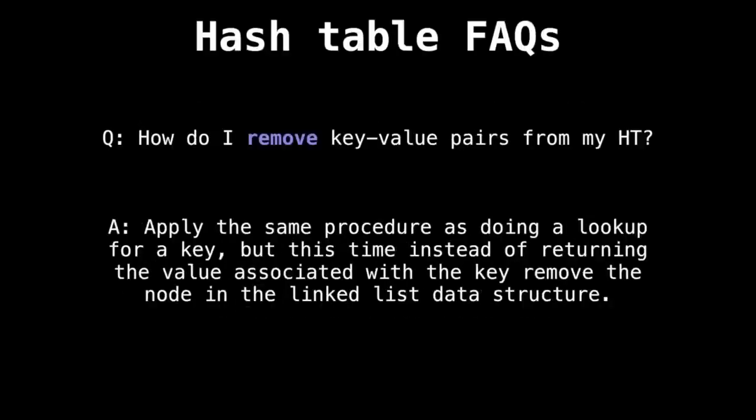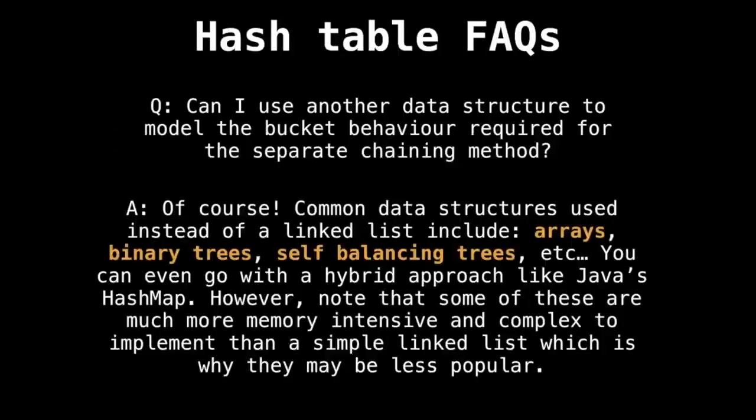Okay, and another good question: how do I remove key value pairs from my hash table with separate chaining? Well, the answer is basically the same procedure. You hash your key, and instead of doing a lookup, you would remove the particular entry in the linked list. That's it.